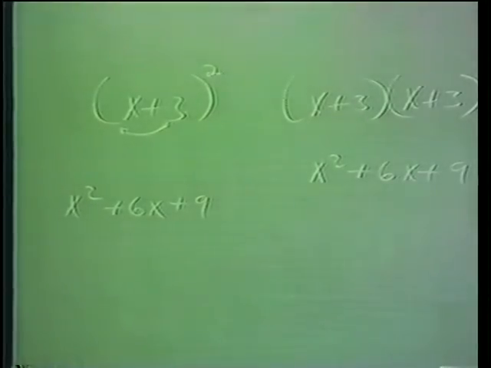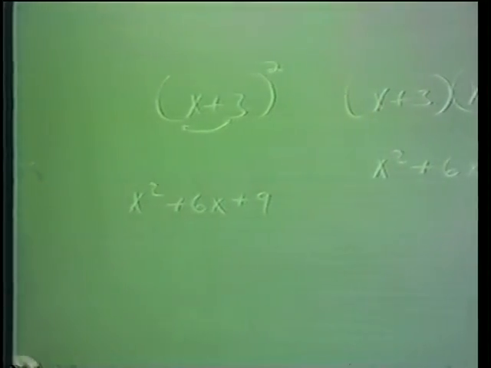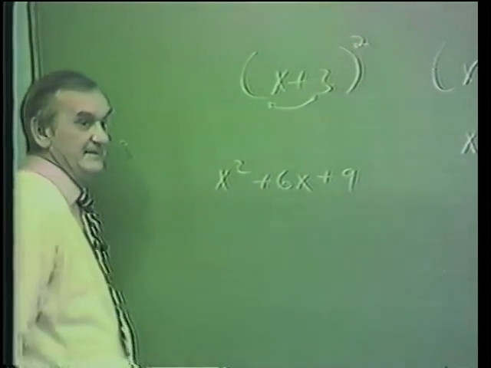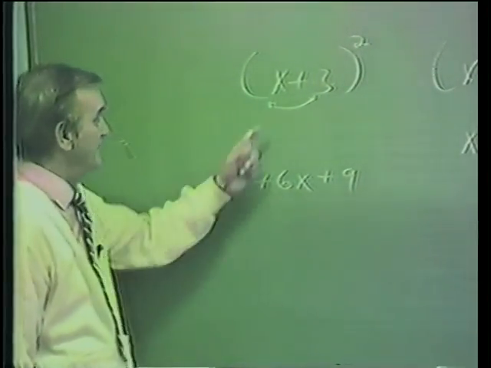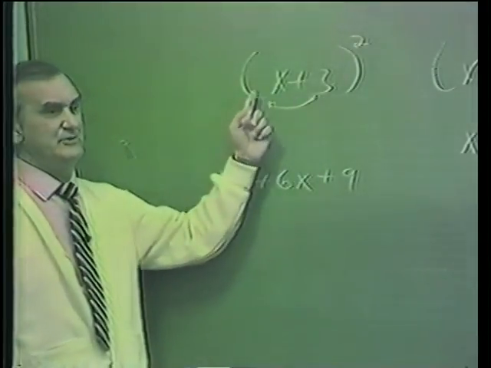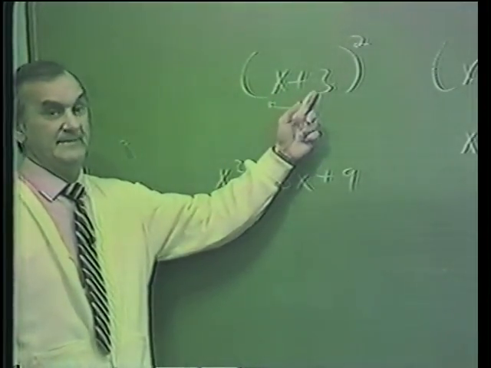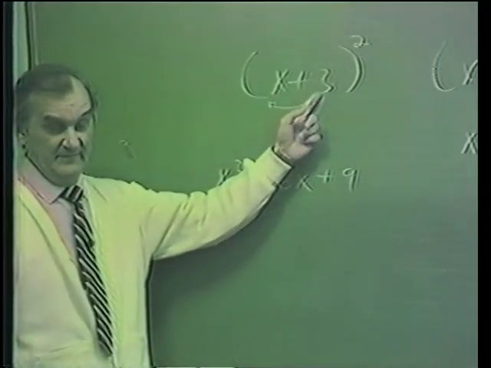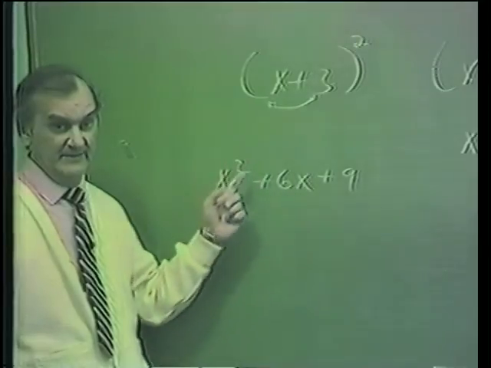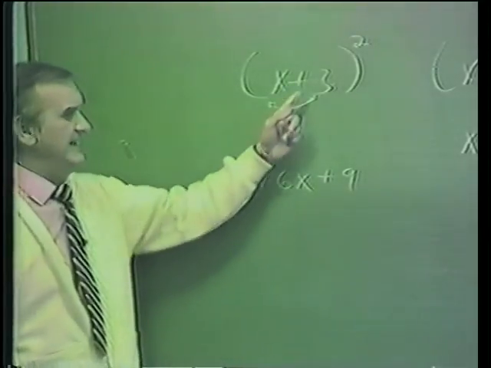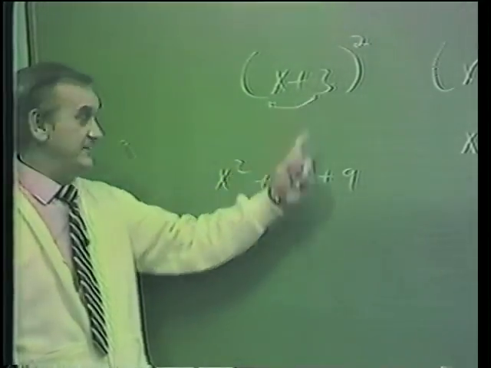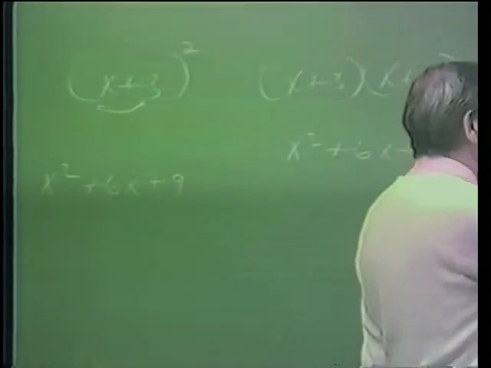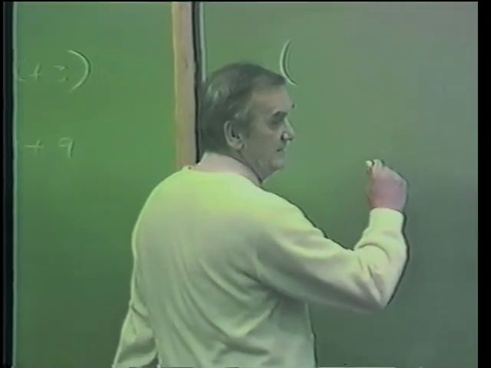I'm sorry, would you say that middle term again? Yeah, I'm going to do the whole thing, and we're all going to take a shot at this. We square the first term. That means multiply it by itself. X times x is x squared. We then multiply the two terms together and double the product. If we multiply these two terms together, I get 3x. Double it, I get 6x. Then we square the second. A positive 3 times a positive 3 is a positive 9. Okay? Got that, Mike? Yeah.